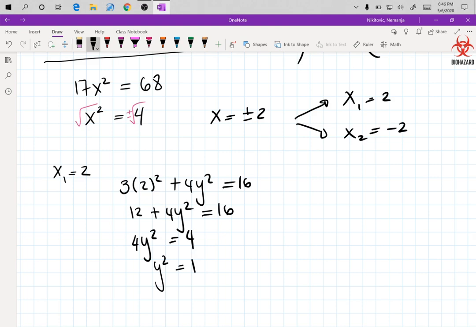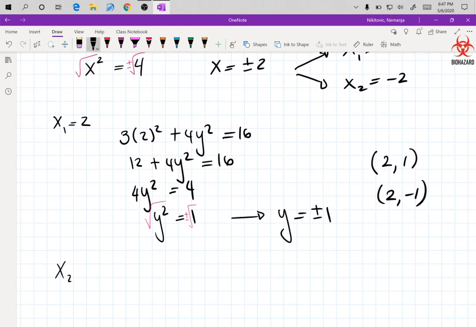What do I do when I square root both sides? Plus minus. So it spits out y equals plus minus 1. So my x1, which is 2, spits out 2 y's. That means (2, 1), (2, negative 1). This will be very important for Calculus 1 calculations when you do the optimization problems. So, yeah. Now, that only takes care of that one.